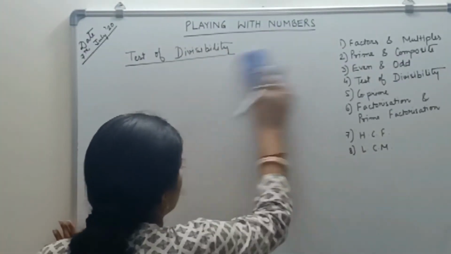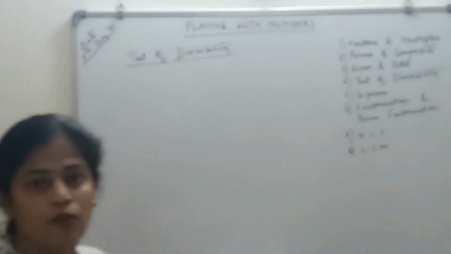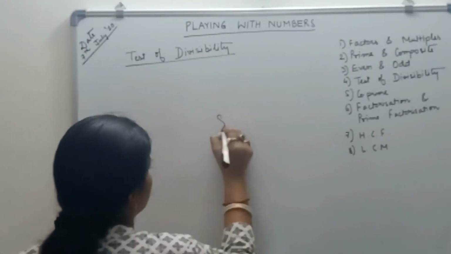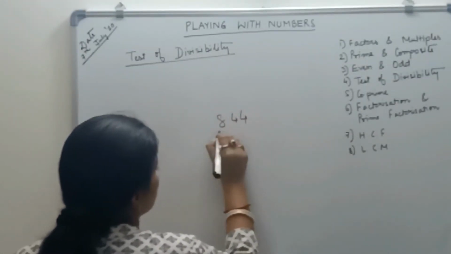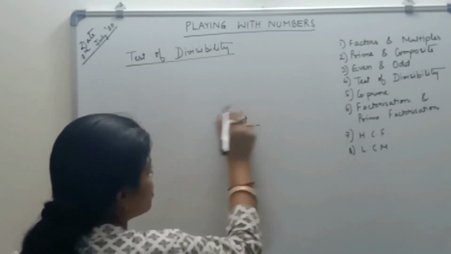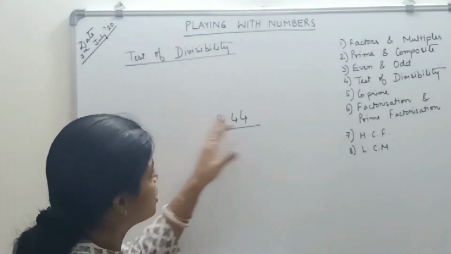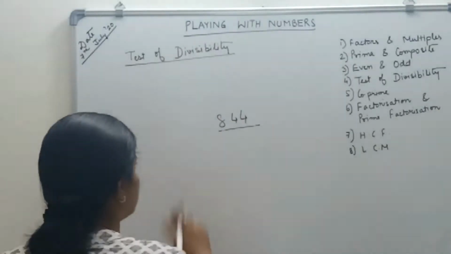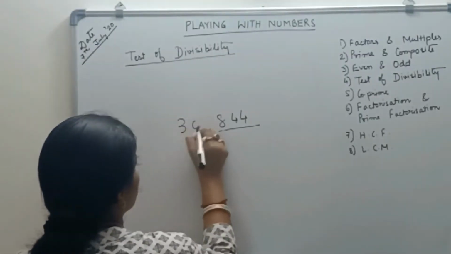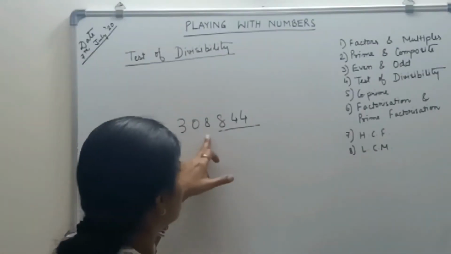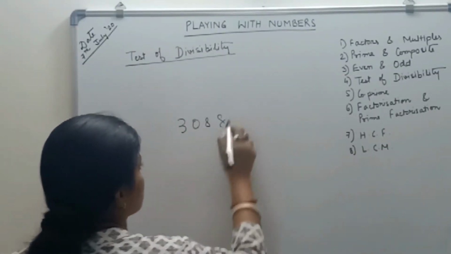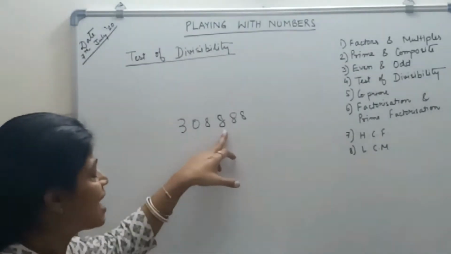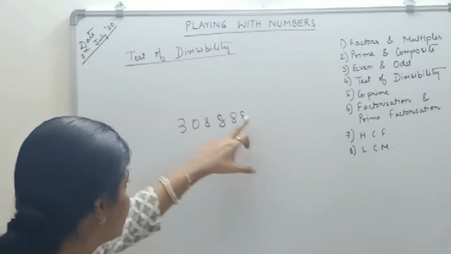Now for 8, we need to check the last 3 digits of a number. I have to check the last 3 digits of a number. If the last 3 digits of a number are divisible by 8, then the whole number will be divisible by 8. Suppose the number is, I am taking such a number. So if the last 3 digits of a number are divisible by 8, then the whole number will be divisible by 8.